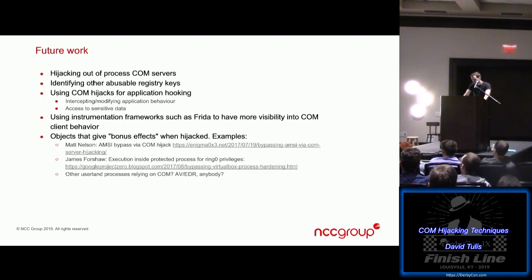I think there's a lot more that's possible through COM abuse that I didn't have time to talk about today. I didn't really talk about hijacking out-of-process COM servers. There could be other registry keys that are abusable in the same way that ProgID or TreatAs is.